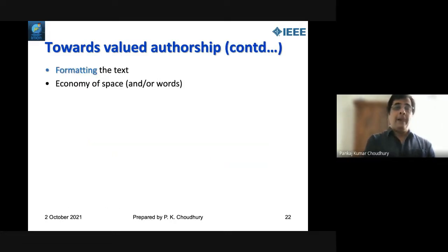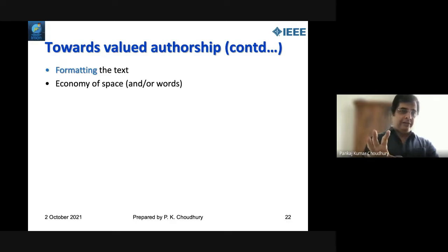Then formatting the text. This is extremely important: formatting the text and the economy of space. Many researchers send a paper to a certain journal and the paper is rejected. The same paper is then sent to a different journal without changing the format, without following the reviewers' comments. It really leaves a very bad impression.